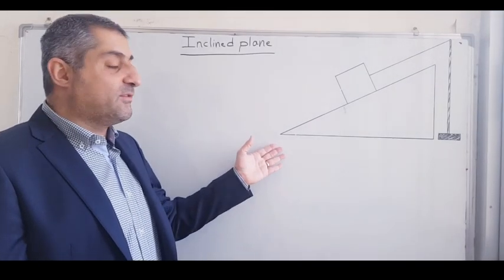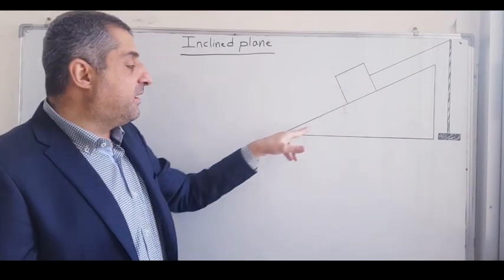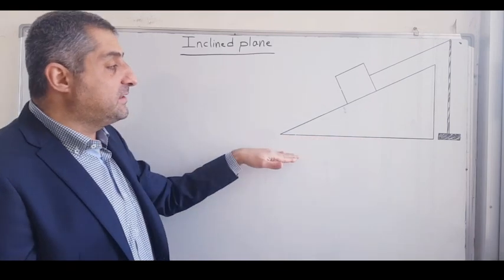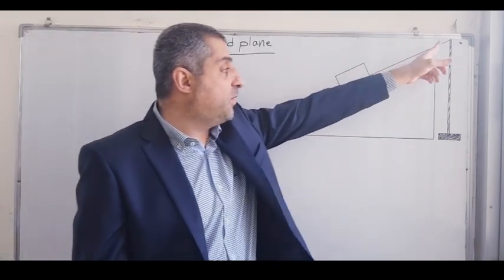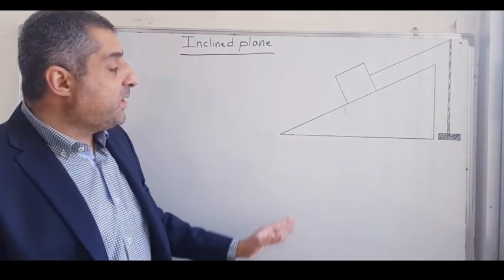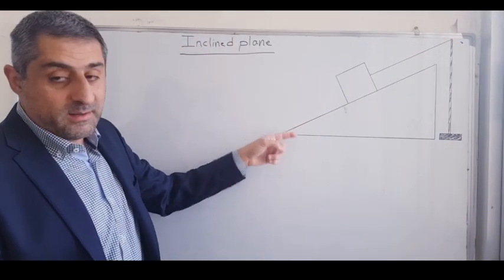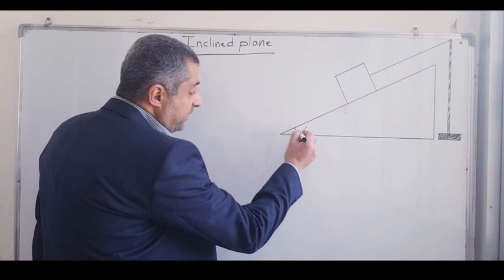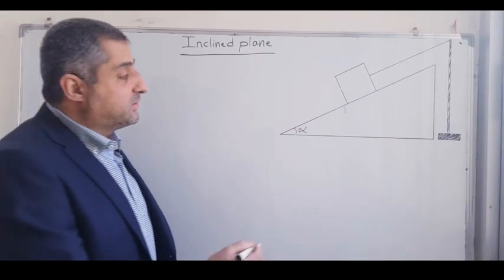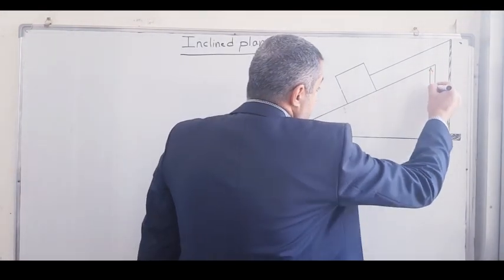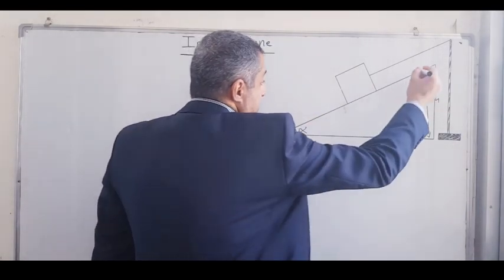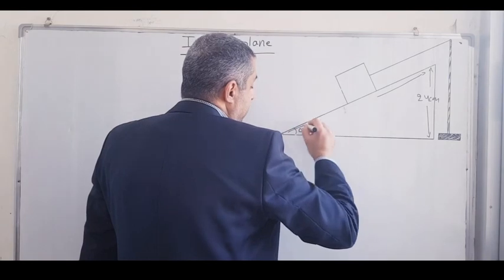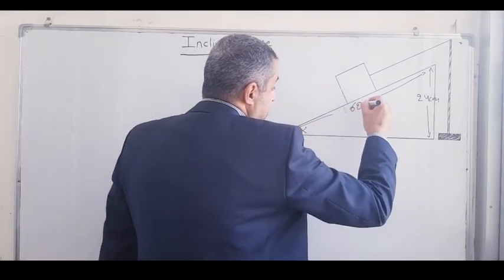This is the sketch of the inclined plane. Here we have the inclined surface and here the horizontal surface. We put on this inclined plane the block attached to the rope to this stand. Now we have to calculate the angle of the inclined plane, this angle. How can we calculate this angle? We measure the height of it, which is 24 centimeters, and the length of the inclined plane here is 60 centimeters.